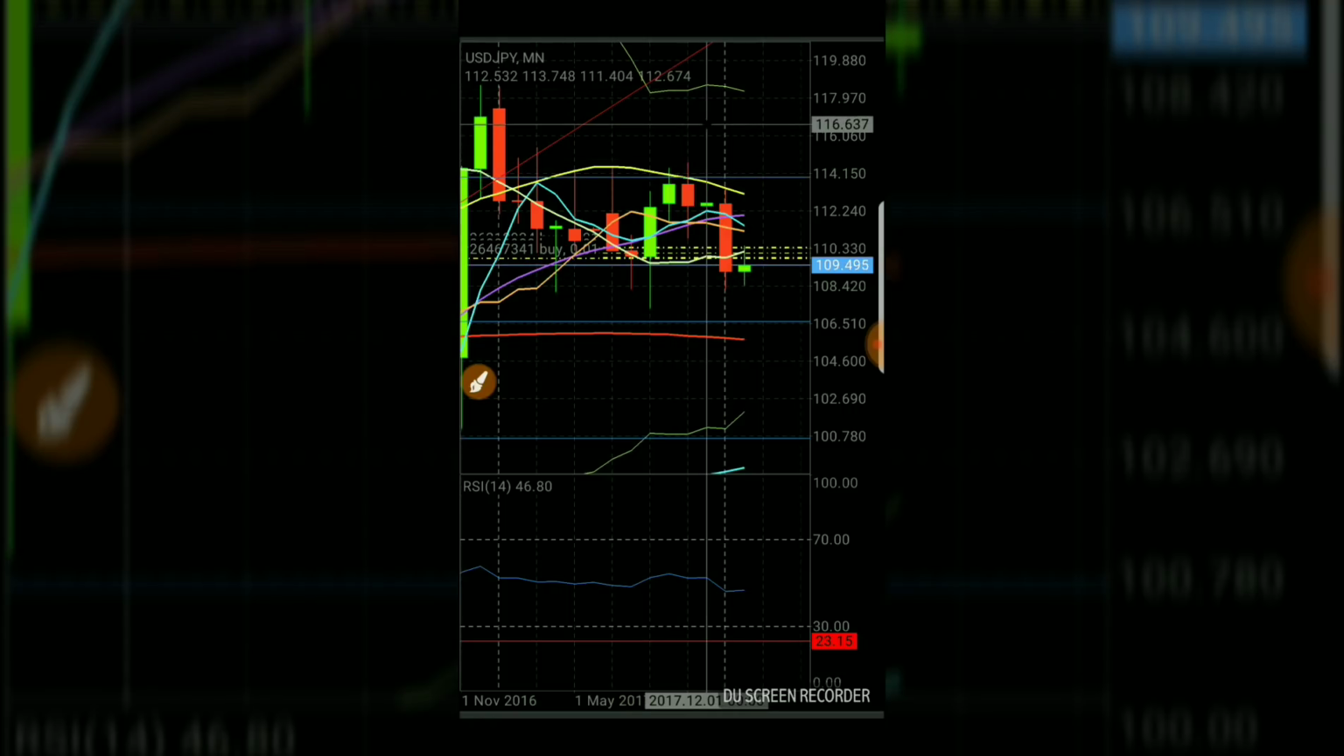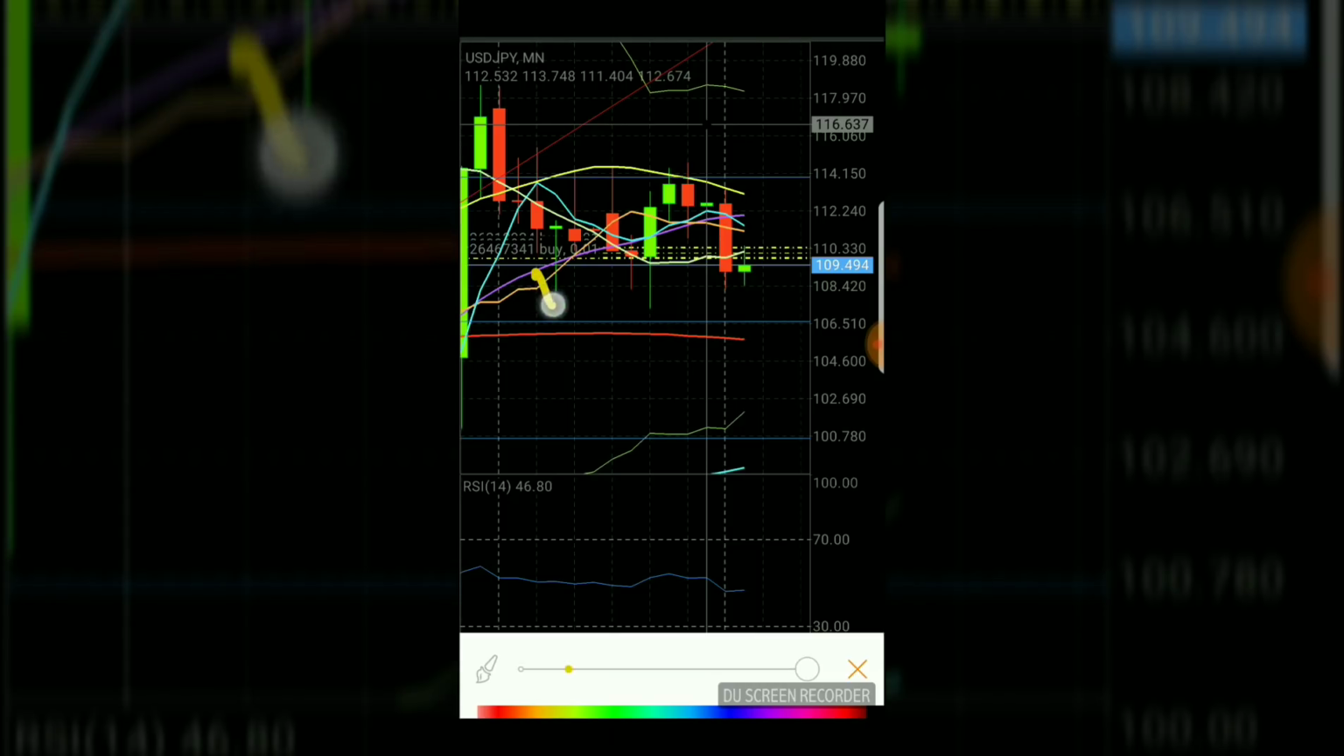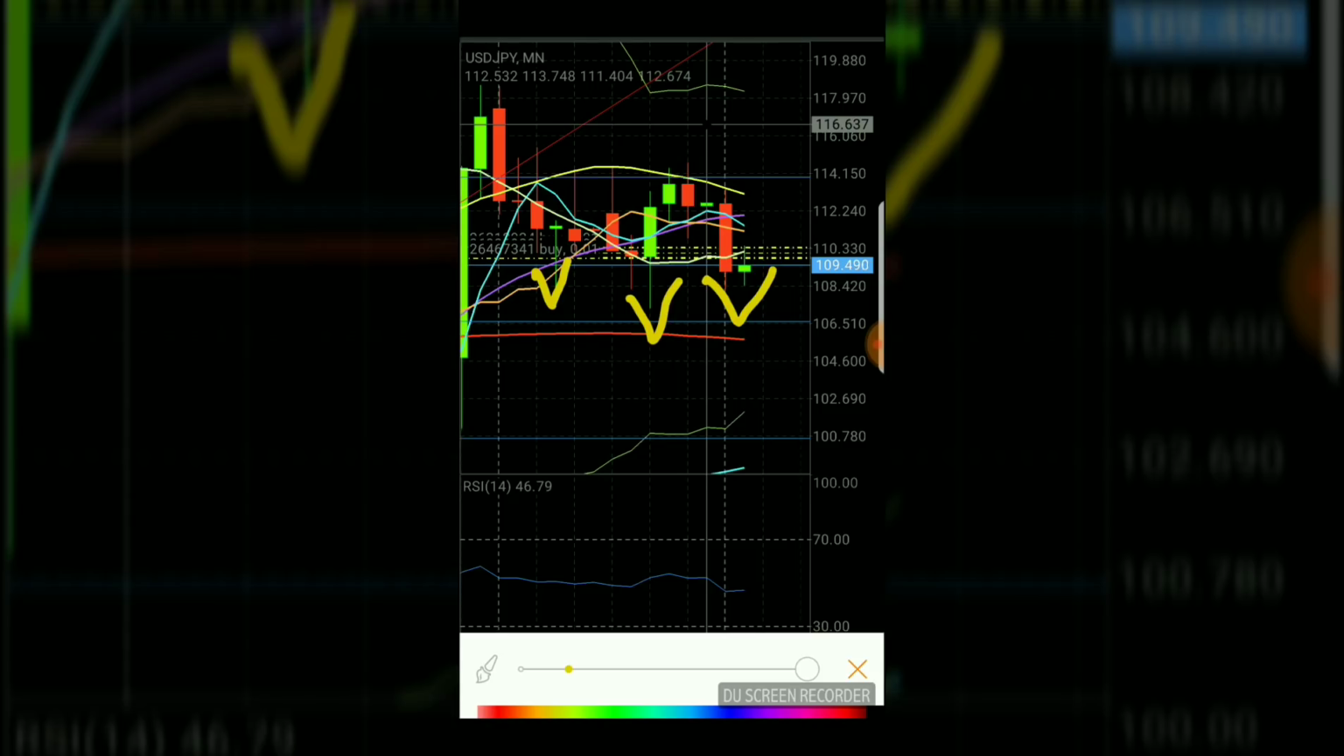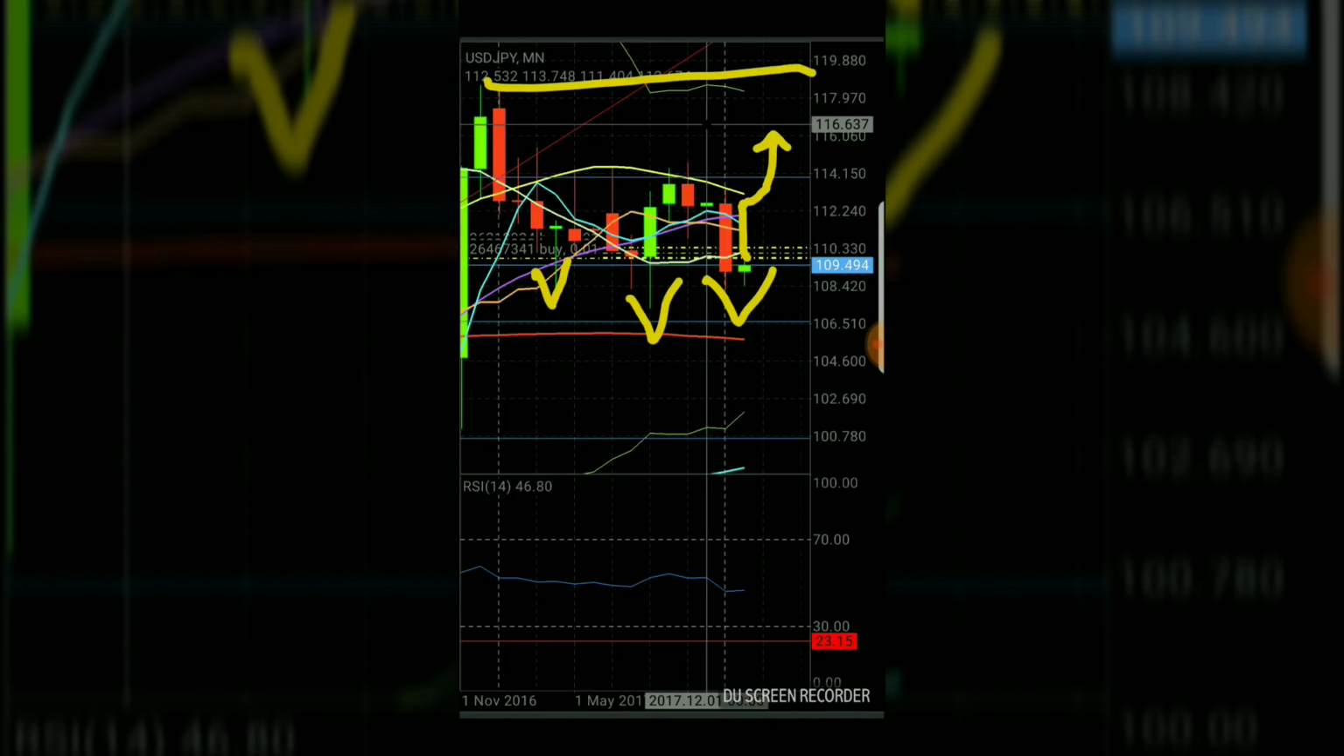This also looks to me like an inverted head and shoulders, which is, there's your left shoulder, your head, and your right shoulder is setting in. This is going to power up through those moving averages. And here's the peak all the way up here. So 118. It could power up higher than that. We're going to see.